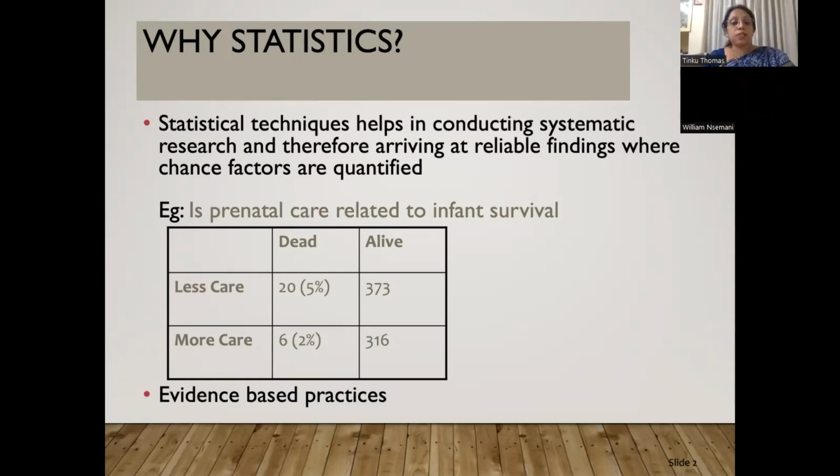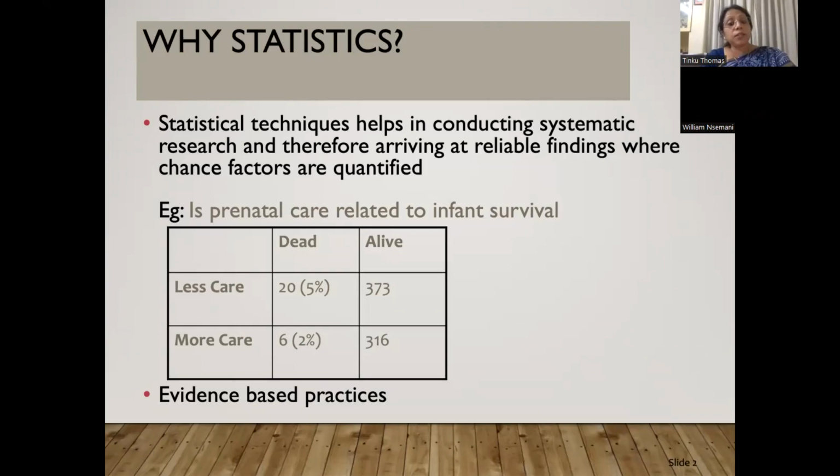And the question is, is this particular to the sample that was drawn in the study, or can it be generalized? If women in the larger population are given more care during the prenatal period, is it likely that the mortality would be reduced by about 3 percentage points? So that is the question.